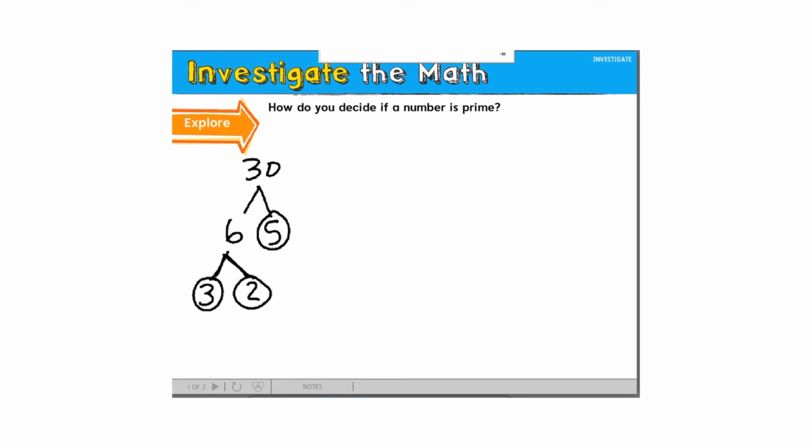So now, here's how we would list that. The prime factors of 30, and I'm going to put them in order because it makes it easier for things that we're going to do later on, okay? So I'm going to put them in order. 2 times 3 times 5.